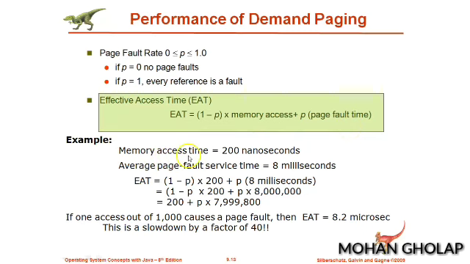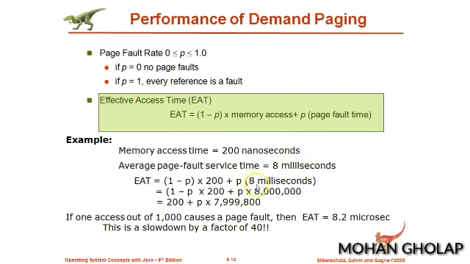If the memory access time is 200 nanoseconds and the average page fault service time is 8 milliseconds, let us calculate EAT. So this EAT is given as (1 - p) multiplied by 200, that is the memory access time in nanoseconds, plus p multiplied by 8 milliseconds. Here you can see this 200 is in nanoseconds and 8 is in milliseconds. So we have to either convert 200 into milliseconds or 8 into nanoseconds. We will consider the second one.